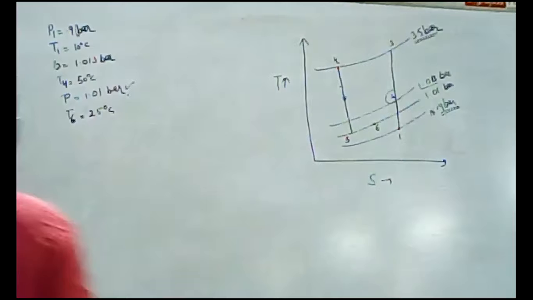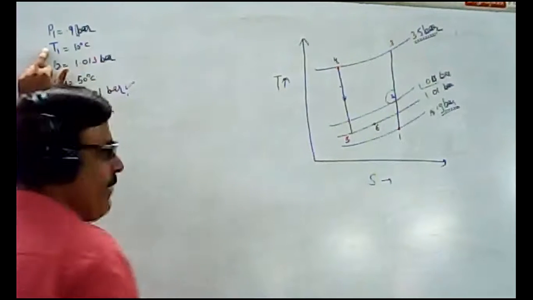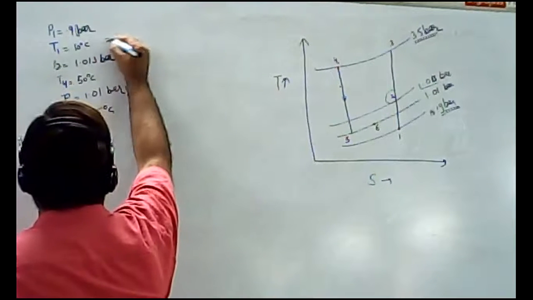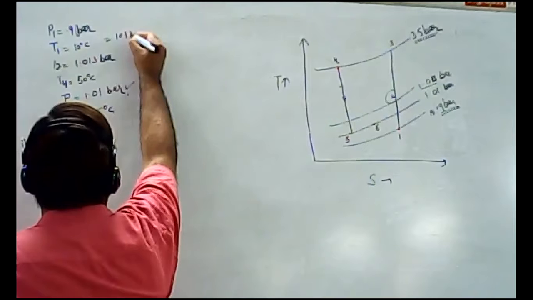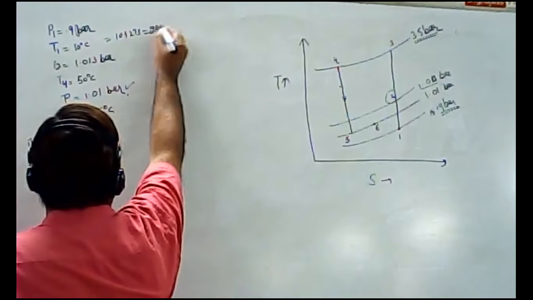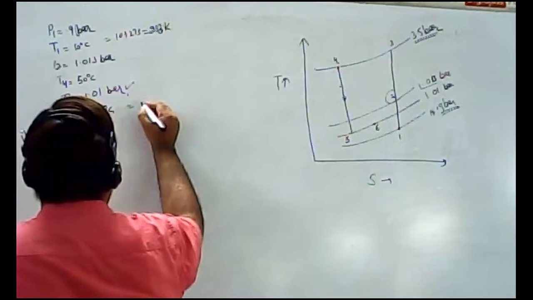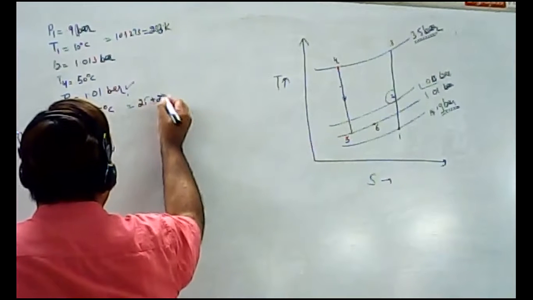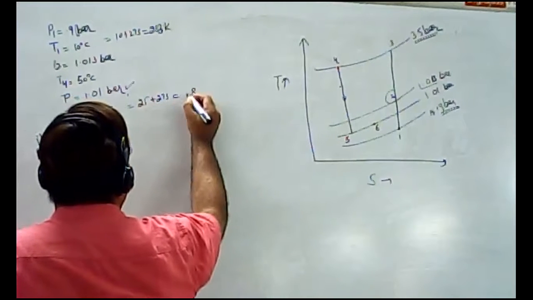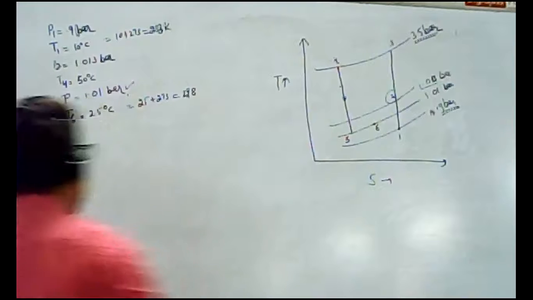In this case, T1 temperature is given. So T1 will be equal to 10 plus 273, that will be equal to 283 Kelvin. Okay, so you can convert. T6 is already given, 25 plus 273, that will be equal to 298.